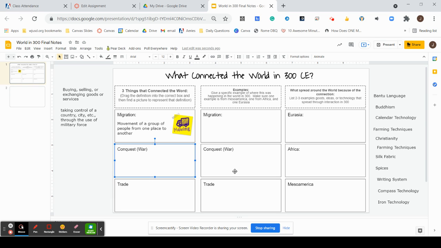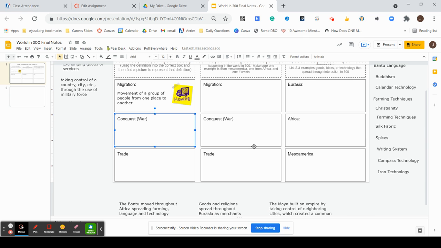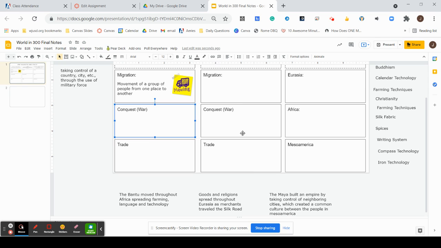Then for our second task, we have examples. That means finding examples from our 2 pear decks, World in 300 Part 1 and World in 300 Part 2, of how these things took place. So for migration, I'm going to look down here along the bottom. The middle one is going to be these bottom ones right here. The Bantu moved throughout Africa, spreading farming, language, and technology. Goods and religion spread throughout Eurasia as merchants traveled the Silk Road. And the Maya built an empire, taking control of neighboring cities, which created a common culture between the people of Mesoamerica. Looking at my 3 examples, and knowing that migration is moving, that is going to be them moving around Africa. So I'm going to drag that over into that box and I'm good.